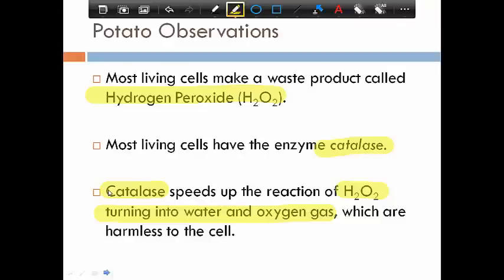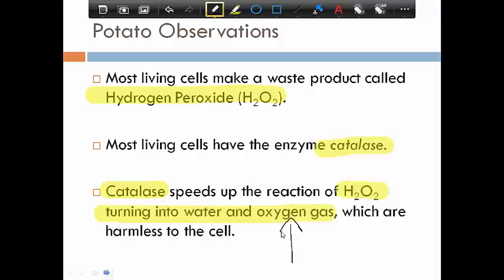Well, water is a liquid, obviously, as a byproduct, which we know water can get in and out of the cell through osmosis. Oxygen gas is a gas, obviously, which can get in and out of the cell through diffusion. When you saw this result in your potato observations, you saw bubbling. What did the bubbling come from? Oxygen gas being given off. So the more bubbling you saw in the potato observations, the more effective the catalase enzyme was in breaking up that hydrogen peroxide that you were adding.